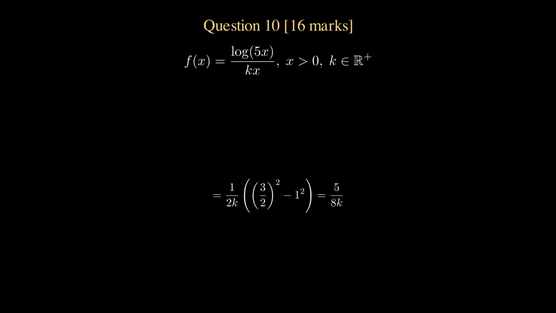Evaluating the limits. At the upper limit log equals 3/2. At the lower limit log equals 1. This gives 5 over 8k. Setting this equal to 3, we find k equals 5 over 24.